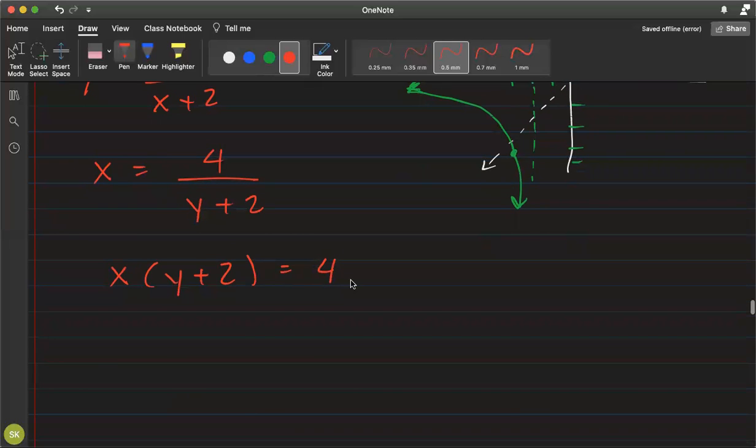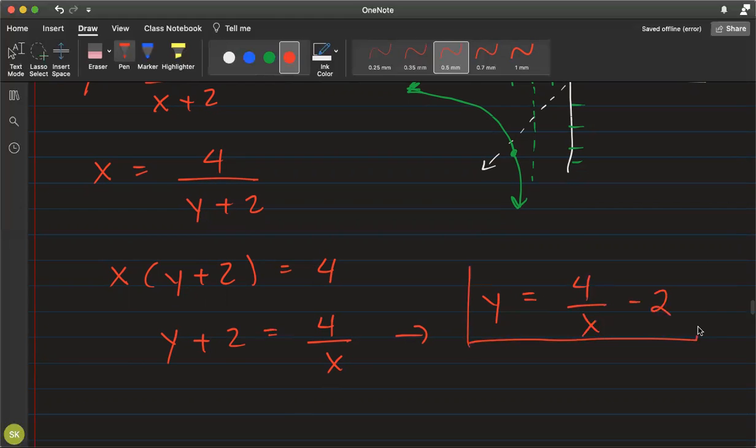Let's get rid of this x by dividing everything by x. So we get y plus 2 is 4 over x. And then I'm going to move the 2 to the other side. So y is equal to 4 over x minus 2. So this is going to be the inverse function. And the last step is just to remove that y and make it f inverse of x, because that is the inverse function.